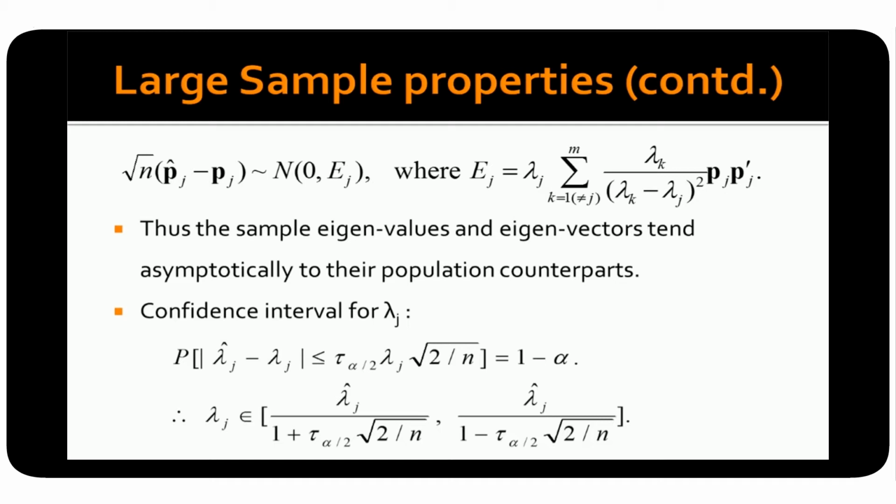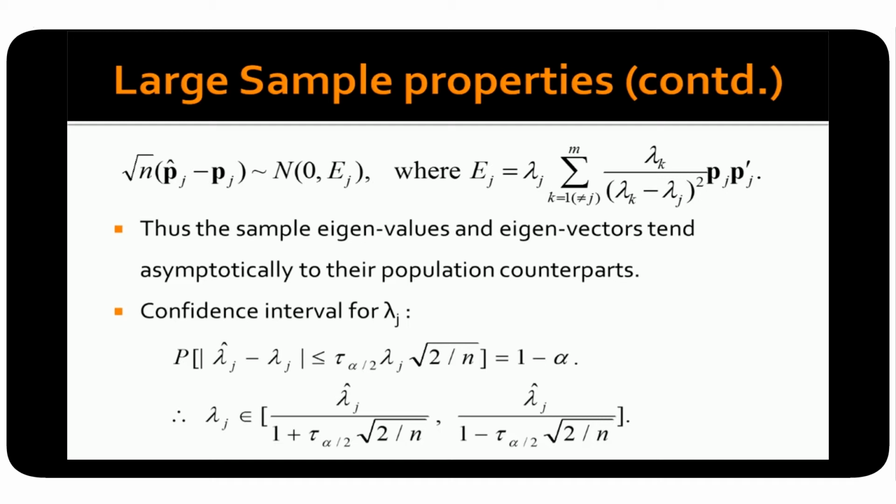The other thing is, if you look at the variances which are given by the lambda j's, these variances for the samples would be tending to the variances for the population, and they would have a normal distribution again. Now this result also allows us to form confidence intervals for the lambda i's.